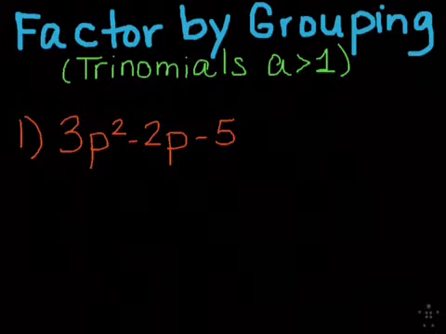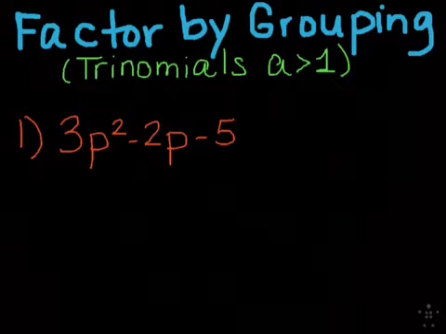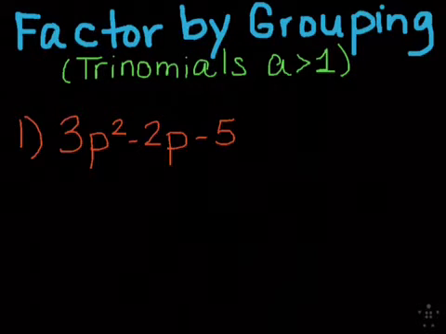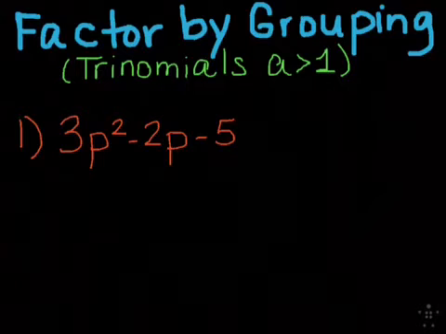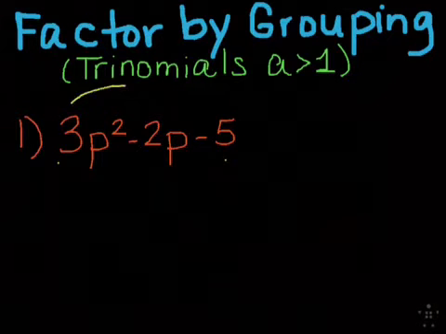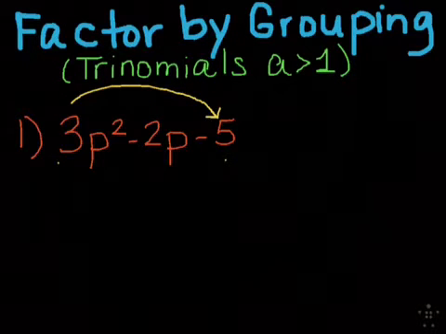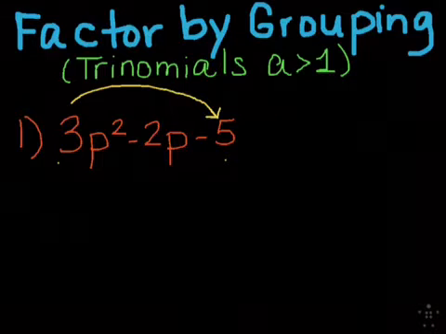So when you're factoring by grouping, it's very similar to what we do when a is equal to 1, but it's a few more steps. The first thing you do, grouping is also called the AC method. You multiply the a value with the c value. So the first thing we're going to do is multiply 3 and negative 5. So 3 times negative 5 is going to be negative 15.